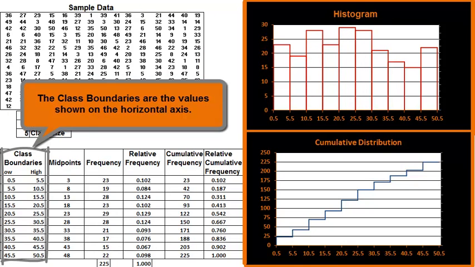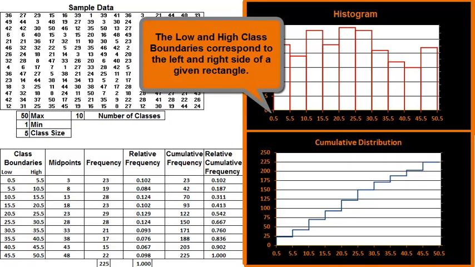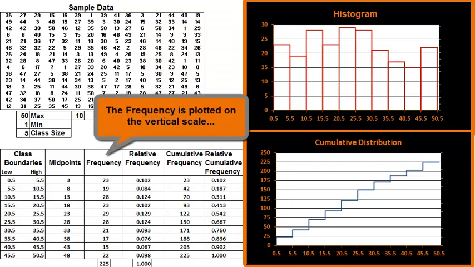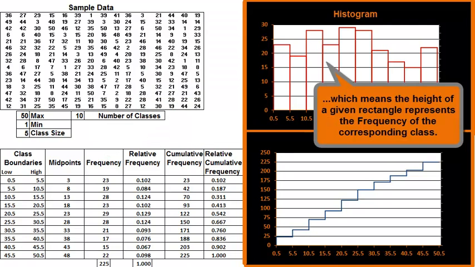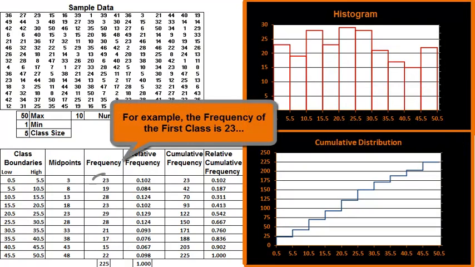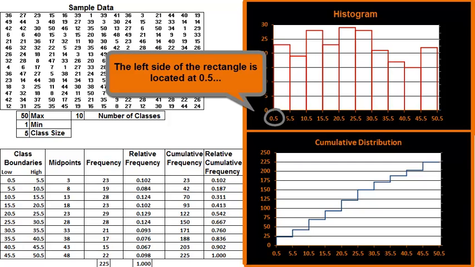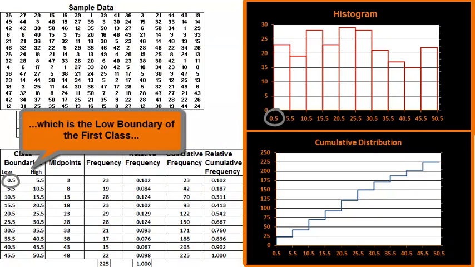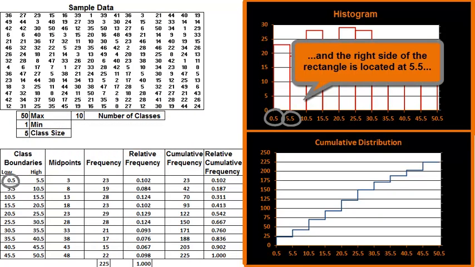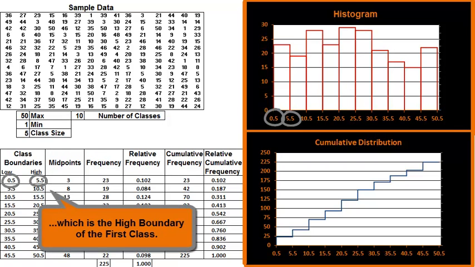The class boundaries are the values shown on the horizontal axis. The low and high class boundaries correspond to the left and the right side of a given rectangle. The frequency is plotted on the vertical scale, which means the height of a given rectangle represents the frequency of the corresponding class. For example, the frequency of the first class is 23, which is the height of the first rectangle. The left side of the rectangle is located at 0.5, which is the low boundary of the first class, and the right side of the rectangle is located at 5.5, which is the high boundary of the first class.